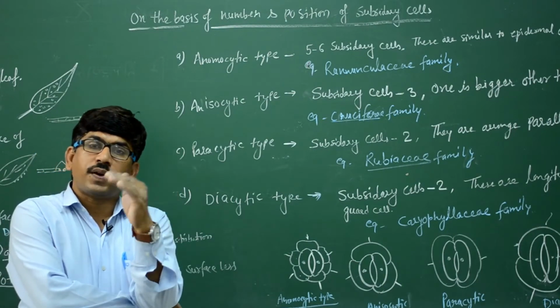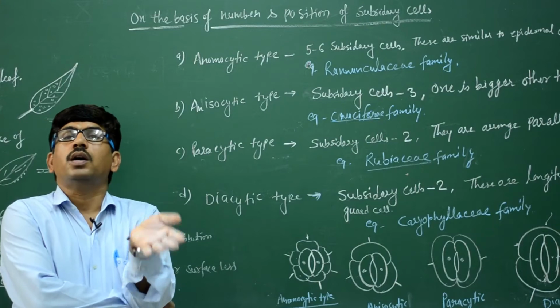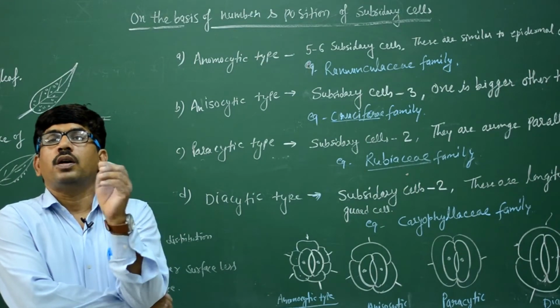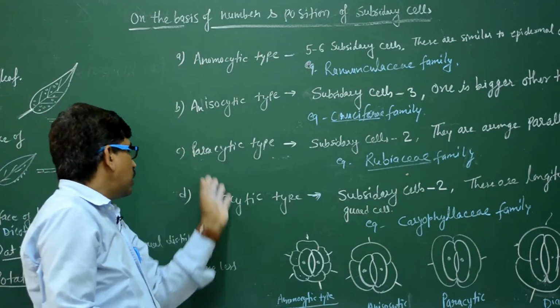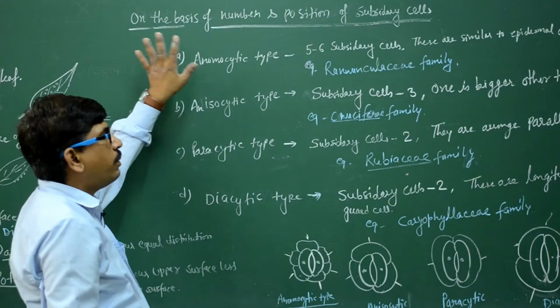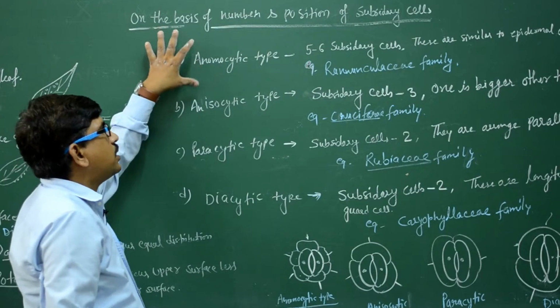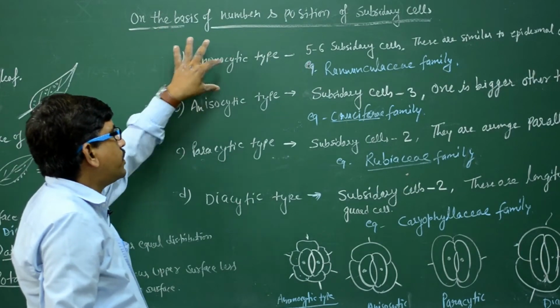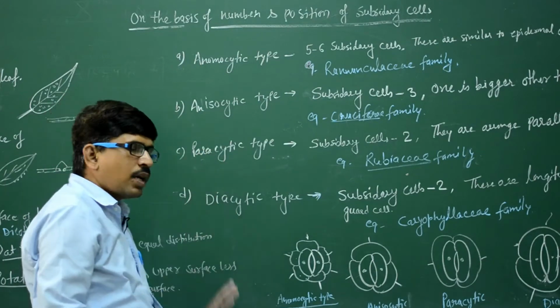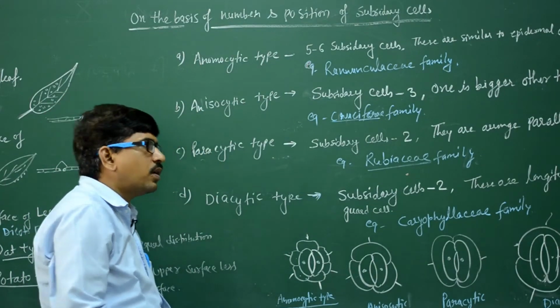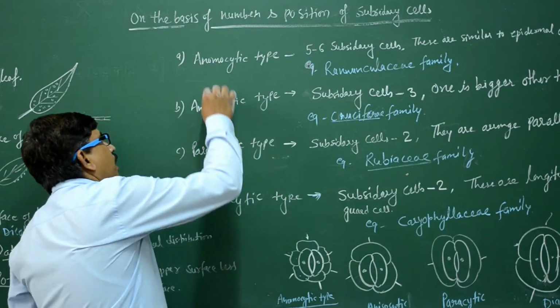So we classify the stomata on the basis of the number and arrangement of the subsidiary cells. These are the four main types: first anomocytic type, second anisocytic type, third paracytic type, and fourth the diacytic type. These are the four types. The first one is the anomocytic type.